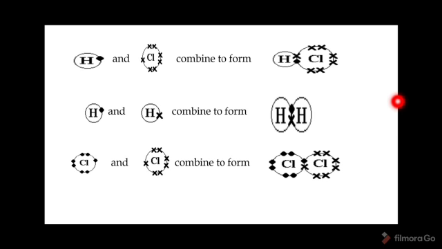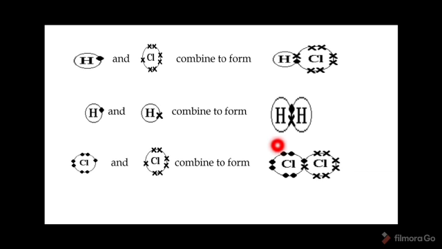For example, take the formation of HCl. A hydrogen atom and a chlorine atom combine to form HCl. Hydrogen is a non-metal. Chlorine is also a non-metal. Hydrogen has only 1 electron in the outermost shell. Chlorine has 7 electrons in the outermost shell. So both atoms need electrons to achieve a stable electronic configuration. Hydrogen and chlorine share electrons. They form HCl.